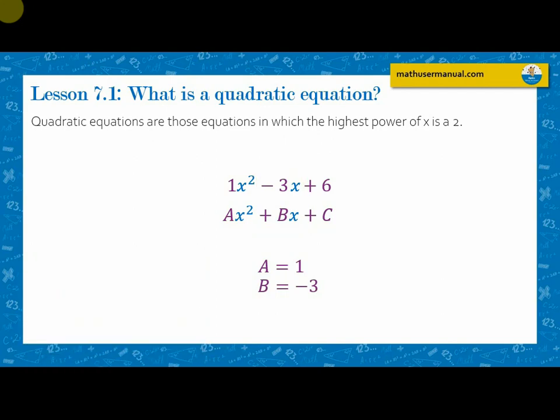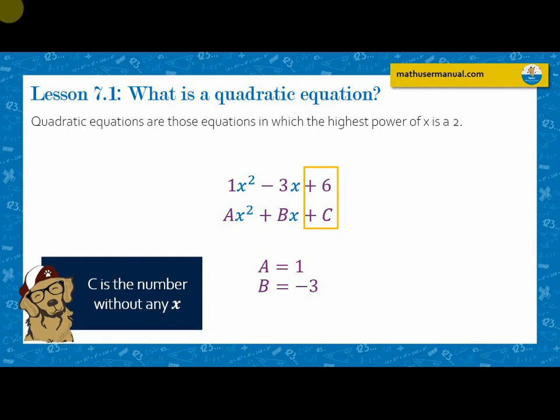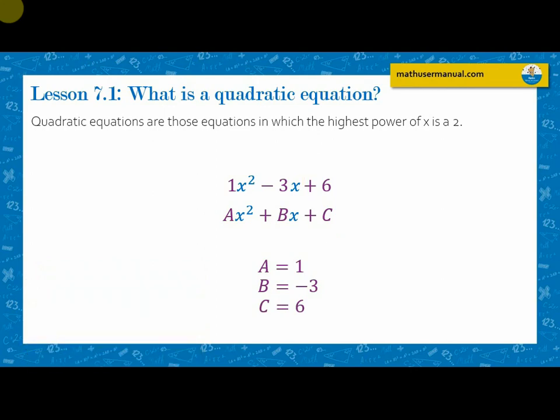And finally, we have the 6, which is related to the c because c is the number without any x. So in this case, c equals 6. If we would have a negative 6, then c equals negative 6. If we would have a negative 1/2, c equals negative 1/2. Positive 1/2, c equals positive 1/2. Whichever number doesn't have an x, that is c. And these are the coefficients of our quadratic equation. Let's remind ourselves one more time because it will be critical for many of the equations and procedures we're going to review in this unit: understanding the coefficients of a quadratic equation.